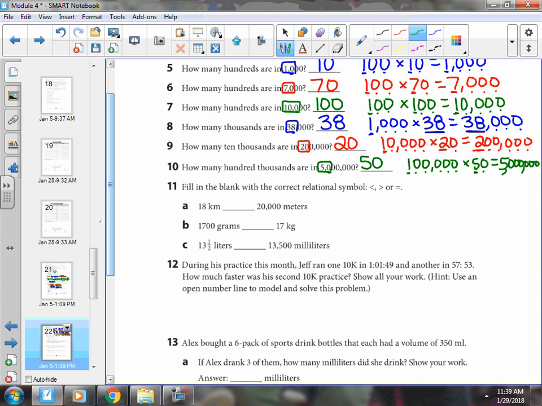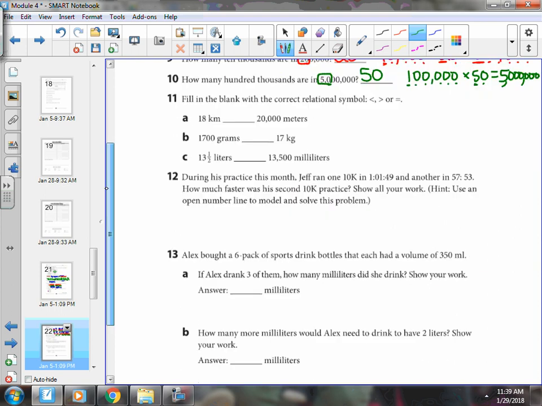Okay, number 11, greater than, less than, or equal to. It's very important that you make both sides the same unit, and then they're crazy easy to compare. It's like in fractions when we said, if the denominators are not the same, make them the same. Same thing with comparing measurements. If you make them both have the same unit, they're easy to compare.